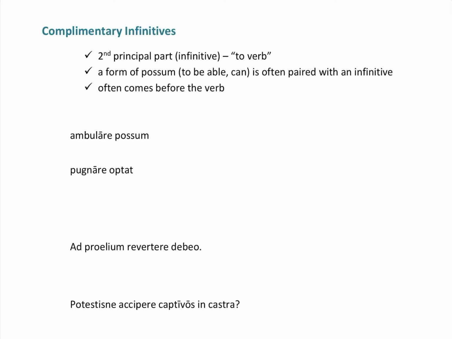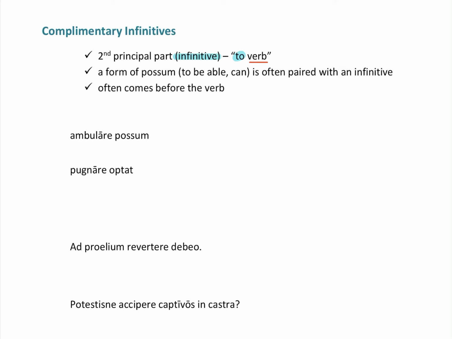All right, make sure that you watch the first video on irregular verbs because you're going to need one of the irregular verbs here to understand complementary infinitives. So you already know that the second principal part of the verb is called the infinitive. The infinitive starts with "to", so it always translates as "to verb." We use them very frequently in English.